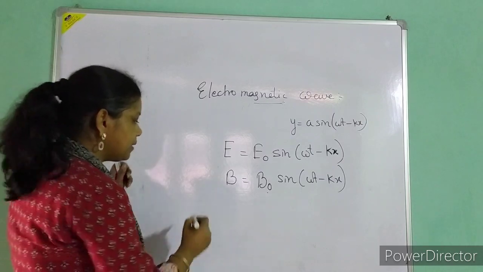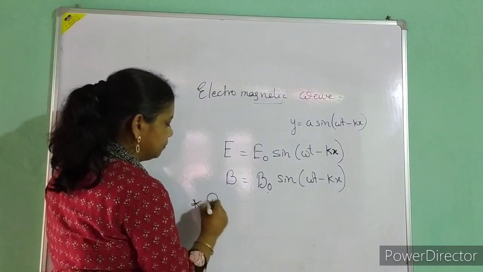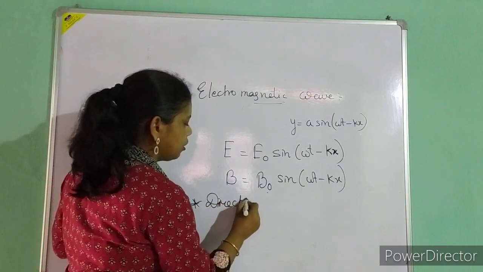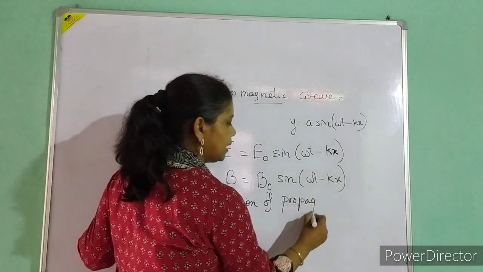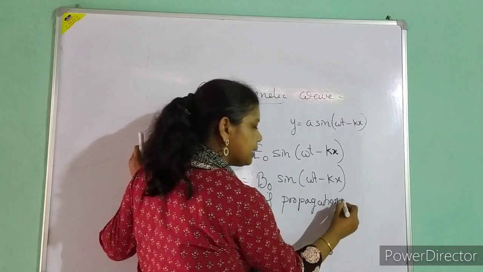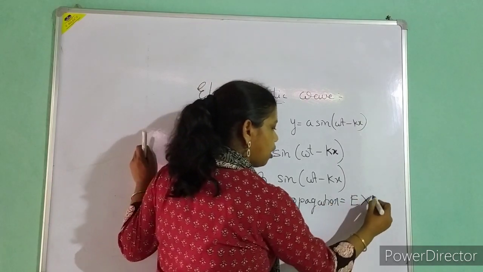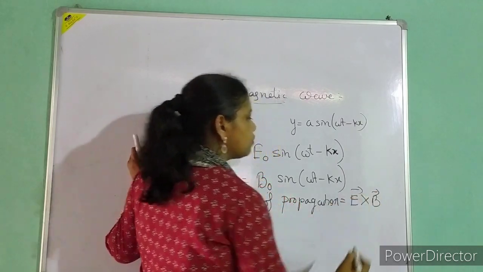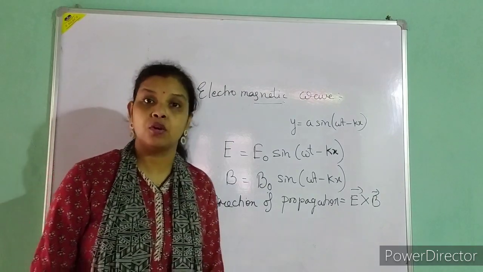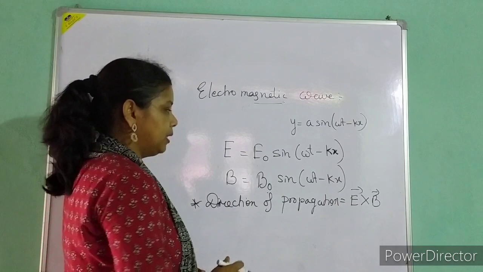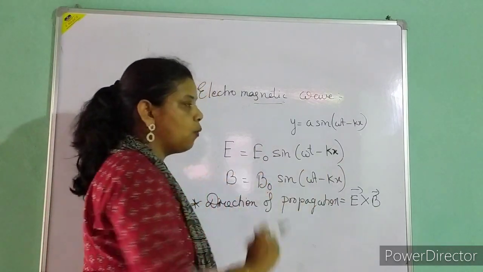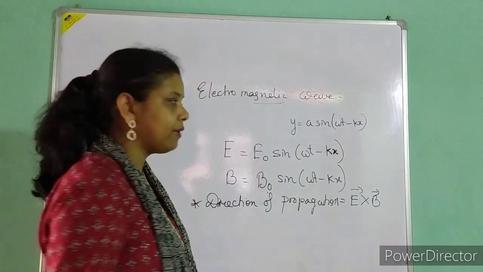Okay, so there is a rule to remember: the direction of propagation is equal to E cross B. So this one you have to remember. It cannot be B cross E, it will always be E cross B. Now tell me, in this particular case, what is the direction of propagation that we have considered?